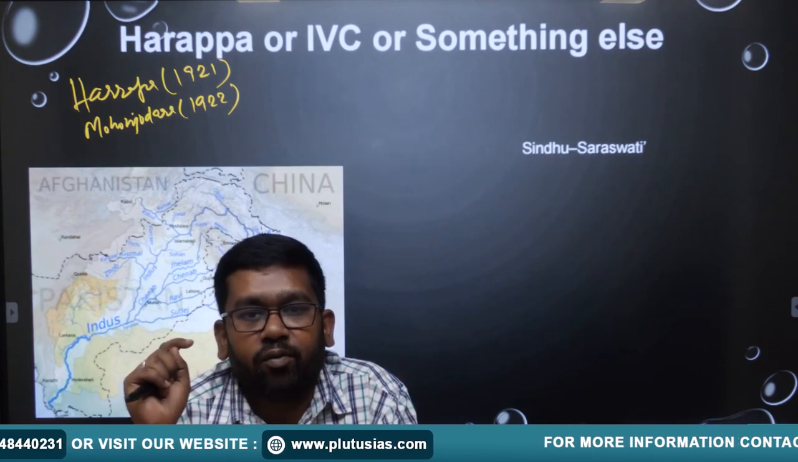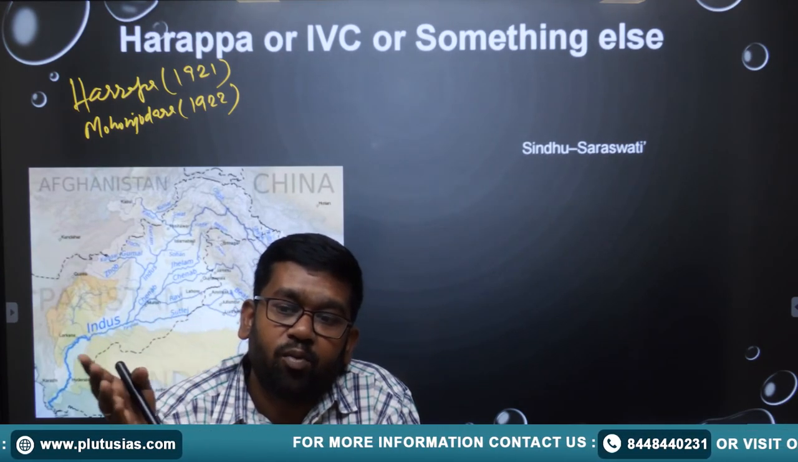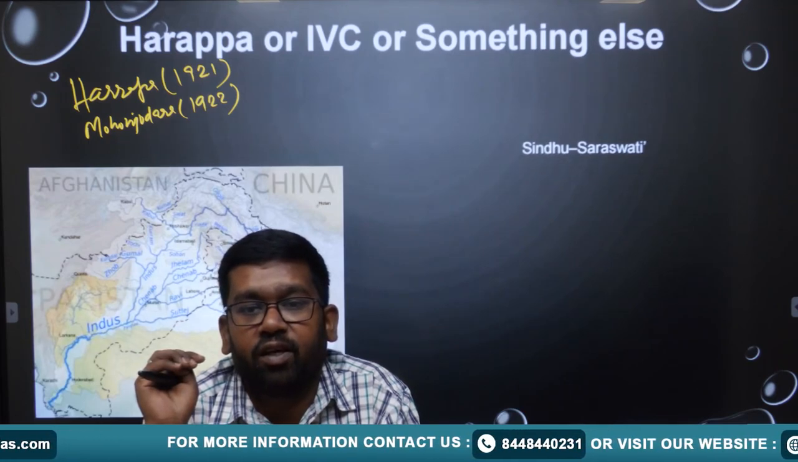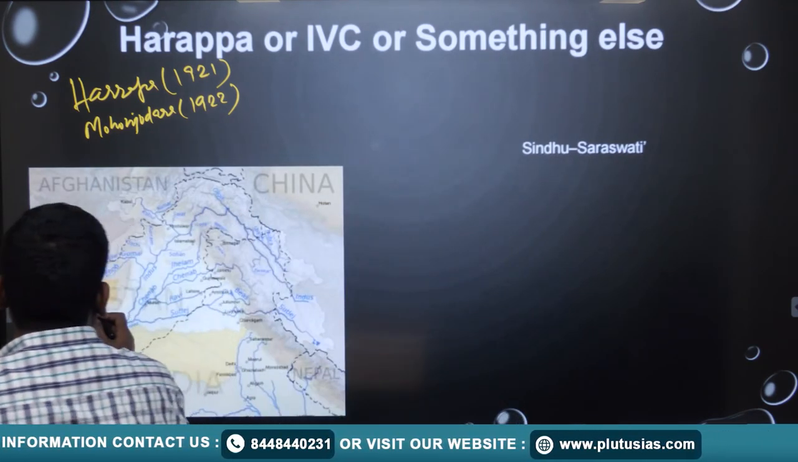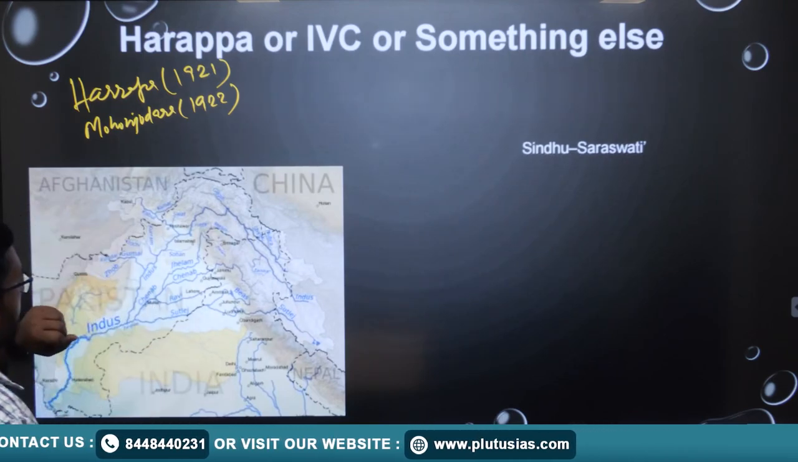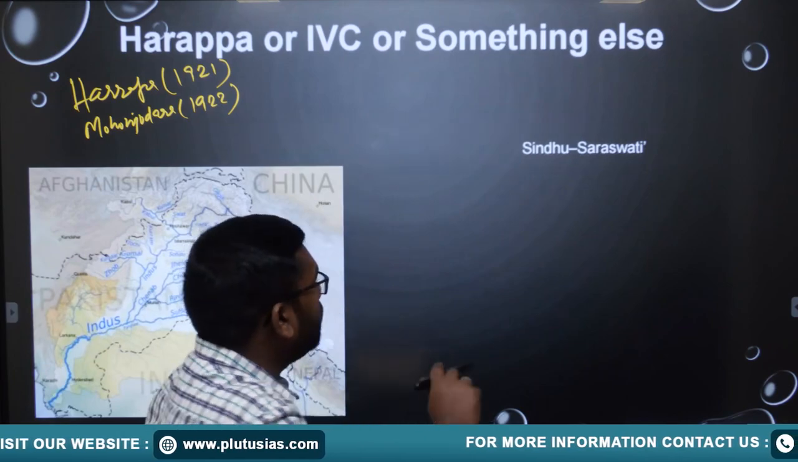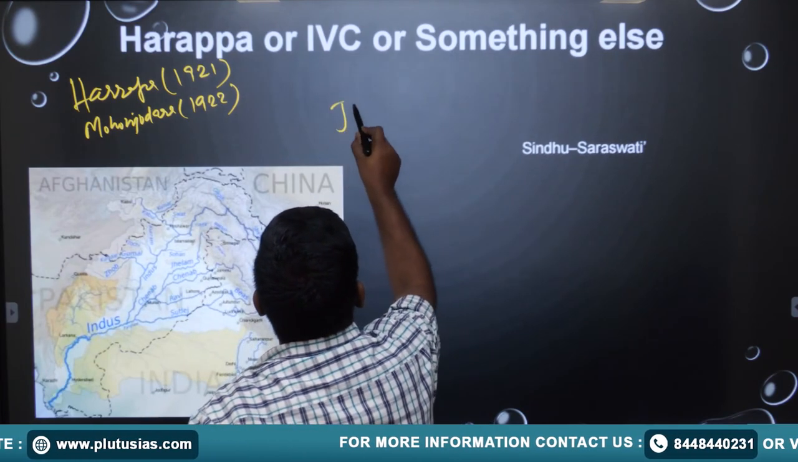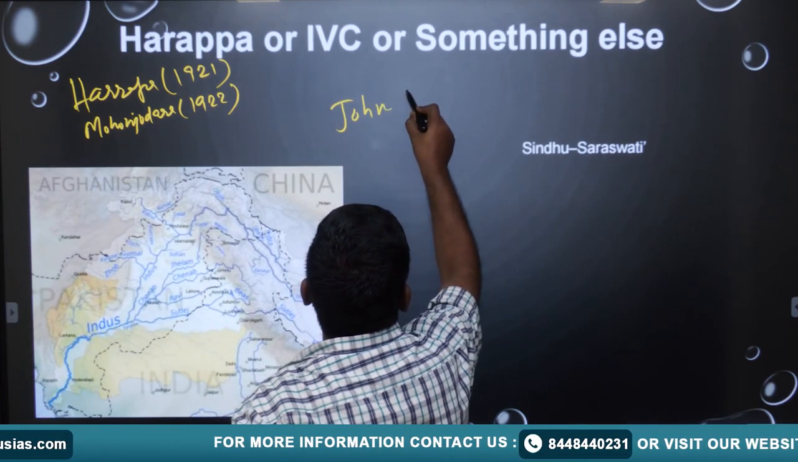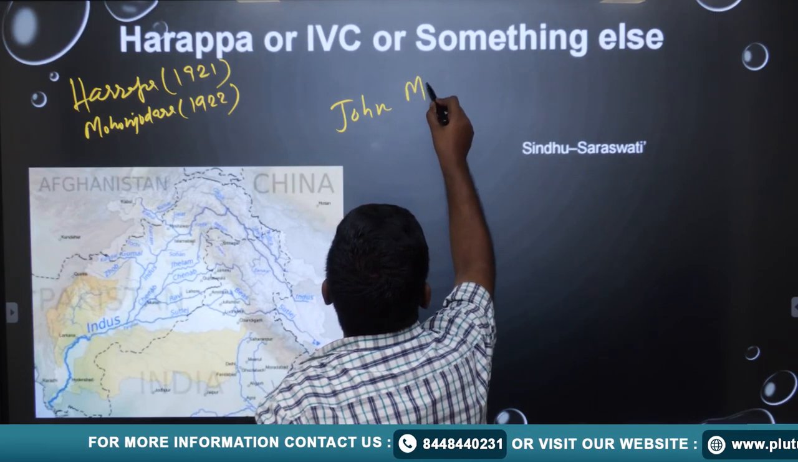But the debate happened that after 1922, within 15 to 20 years, 5 to 6 more sites have been discovered. So when these sites were discovered from these regions, the people started deciding that we should rename it. There is a person called John Marshall. John, he was an archaeologist.